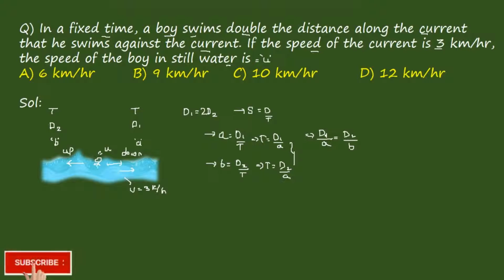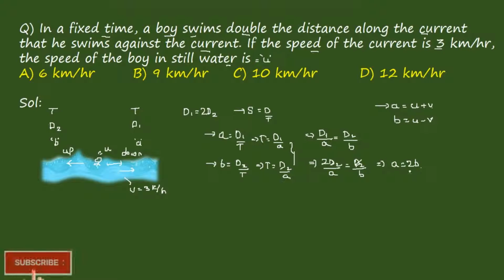Here d1 is nothing but 2 times d2. So it is 2 times d2 by A is equal to d2 by B. d2 gets cancelled, then we get A is equal to 2B. We got one equation. But the general thing that we know is that the speed of the downstream A is equal to u plus v, where u is the speed of the boy and v is the speed of the stream, and B is equal to u minus v.